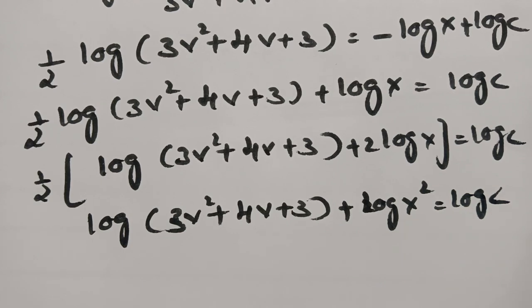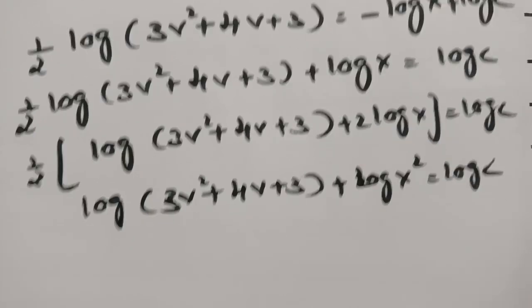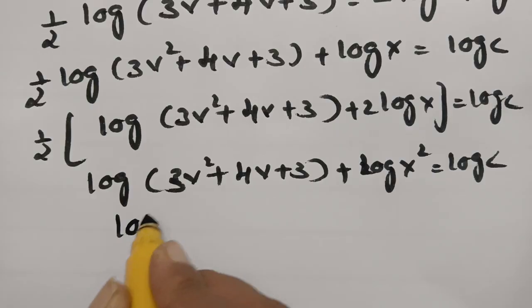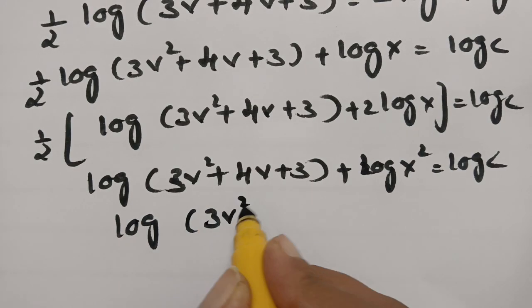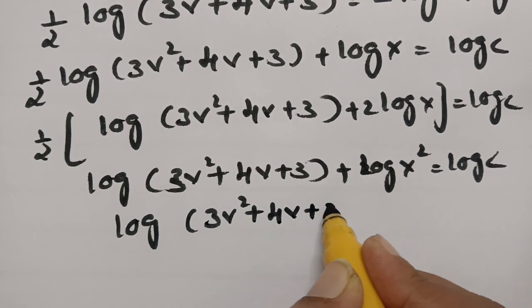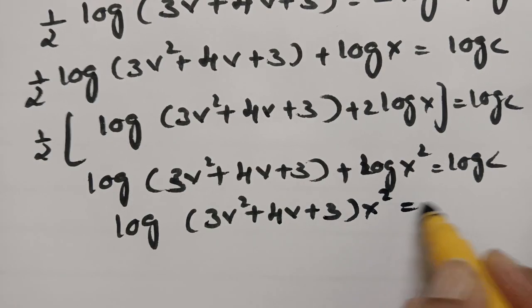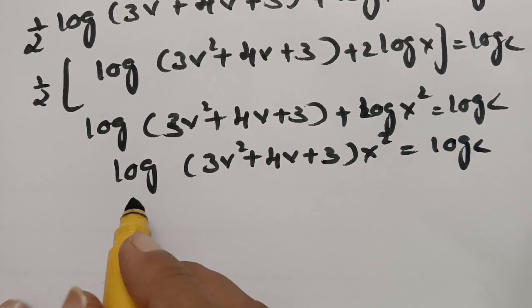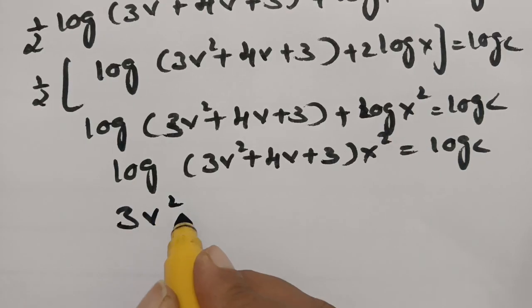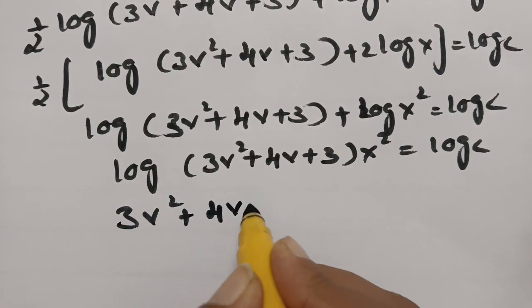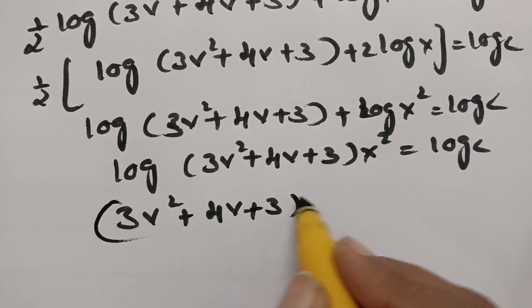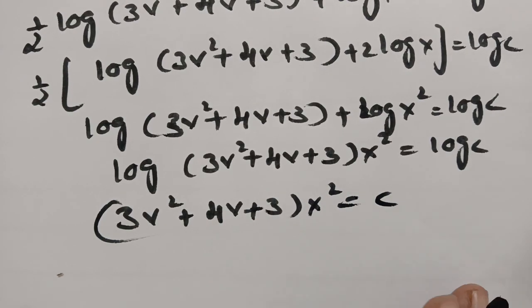and this 2 I'm sending to log c, and this is also log c. And as you know, log a plus log b value is log a into b. So this is log a into log b, which is equal to log c. So if I cancel log on both sides, then this is going to become 3v square plus 4v plus 3 into x square is equal to c.